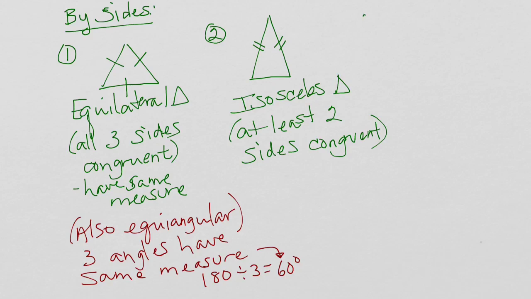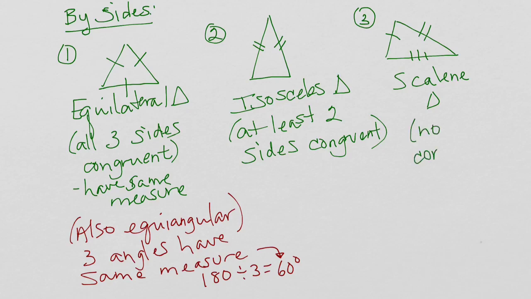The third type of triangle, classified by its sides, is called a scalene triangle. A scalene triangle has no congruent sides. All the sides are of different measures.